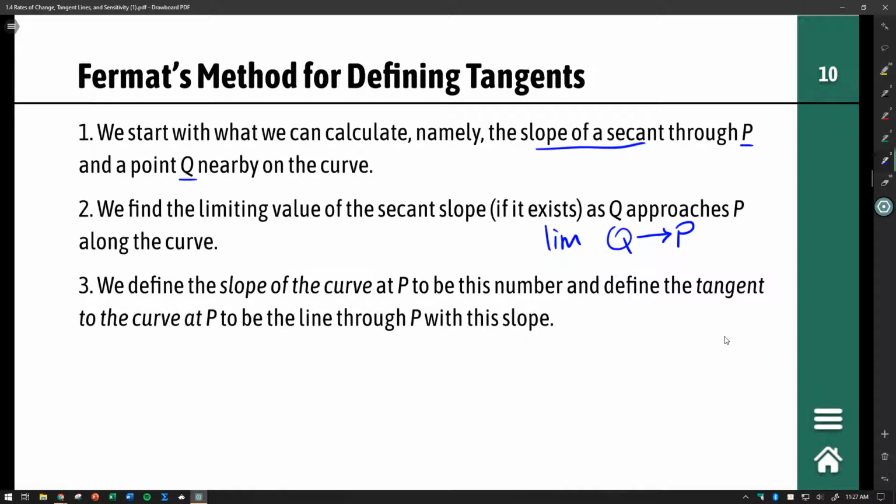And we're going to define the slope of the curve at P to be that number, whatever the value of this limit is. And then we're going to define the tangent to the curve at P to be the line through P with that slope that we found here.